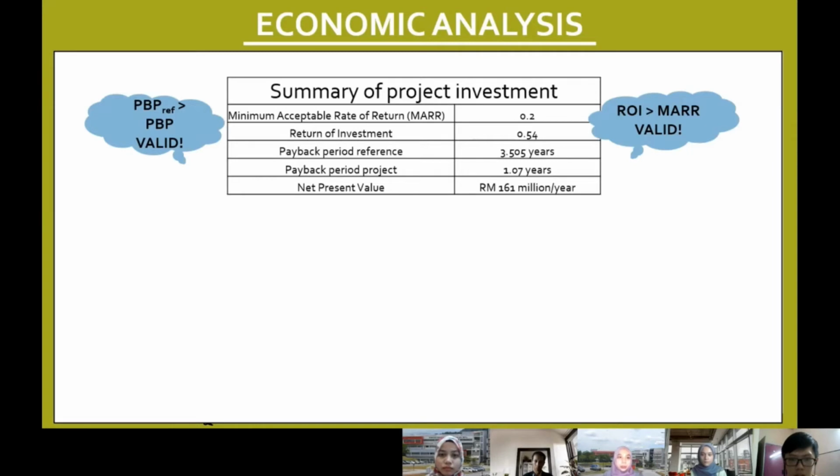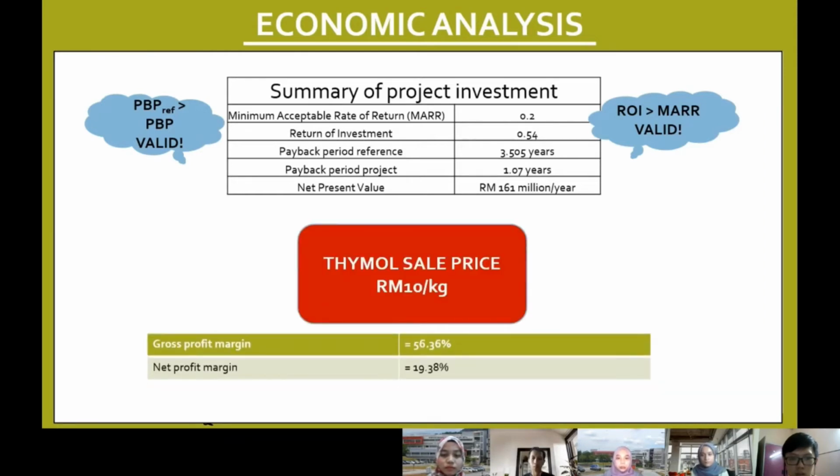As you can see, the payback period reference is larger than the payback period calculated, so it's concluded as valid. And the return of investment is larger than MARR, so it is also acceptable. We set the thymol sale price as 10 ringgit per kilogram. So we get the gross profit margin around 56% and net profit margin around 19%.